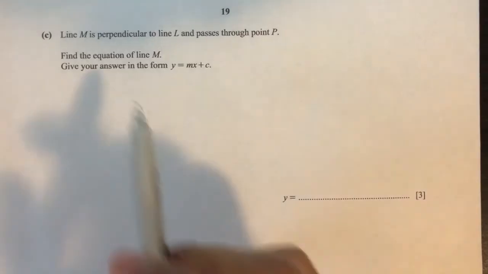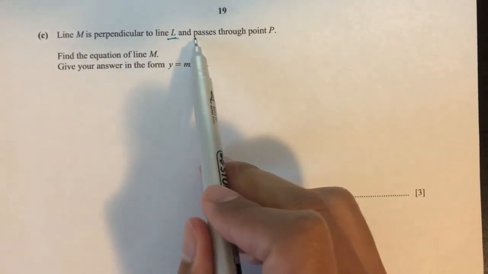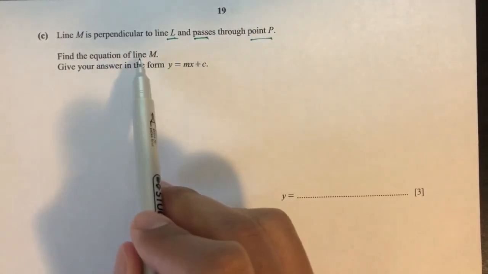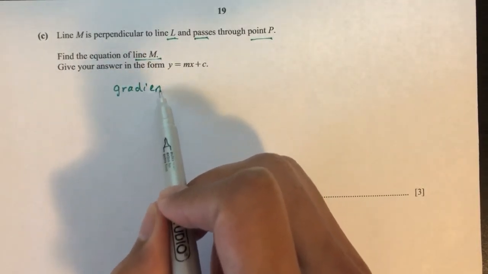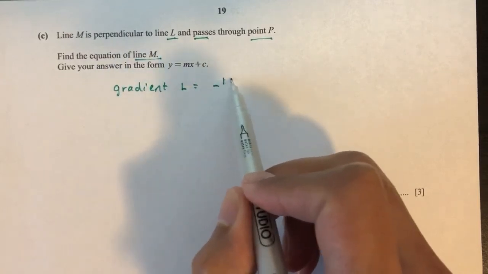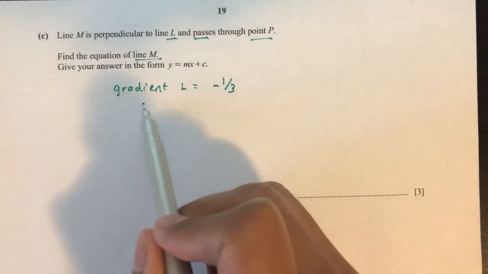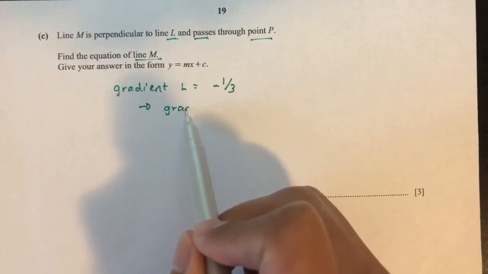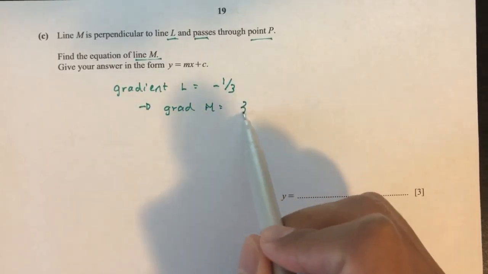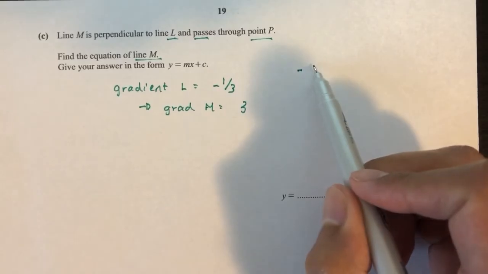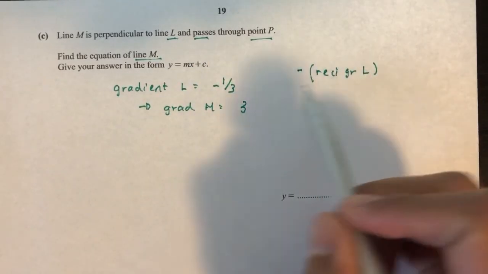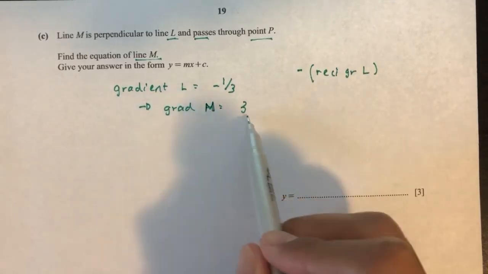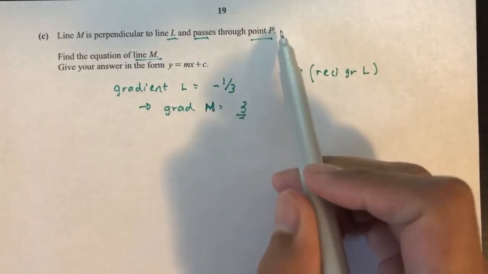Moving on to part C. Line M is perpendicular to line L and passes through the point P. Find the equation of line M. So we know that the gradient of L is -1/3. From this we can find the gradient of M, which is equal to 3. It will be the negative reciprocal of the gradient of L. So that's how you find the gradient of line M. It will be 3.